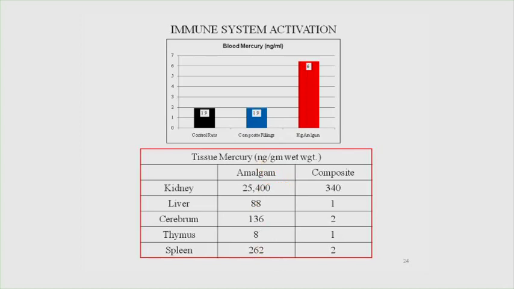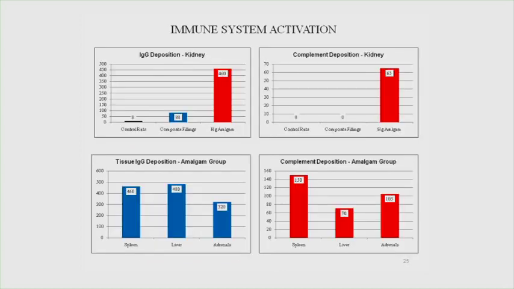Same thing if you eat a lot of fish that contain mercury. IgG deposition is the product of B cell activation from T cell activation. With mercury fillings, you have a whole lot more in the kidney. Complement is an immune protein that is called in by the immune system to cause tissue damage. You have a lot more with the mercury group.